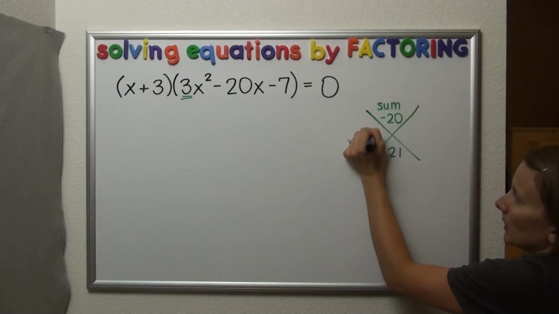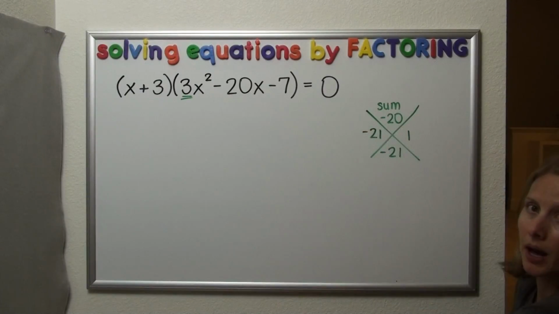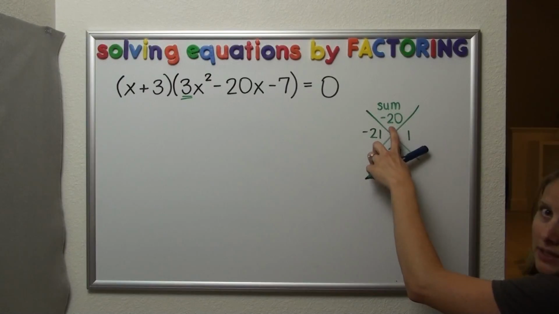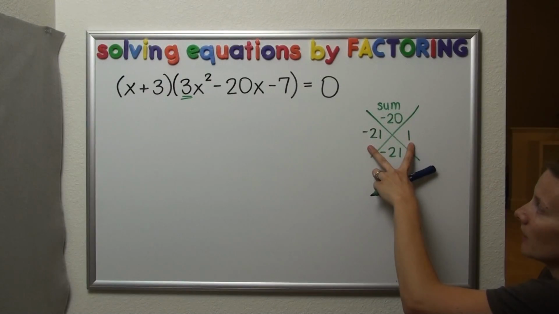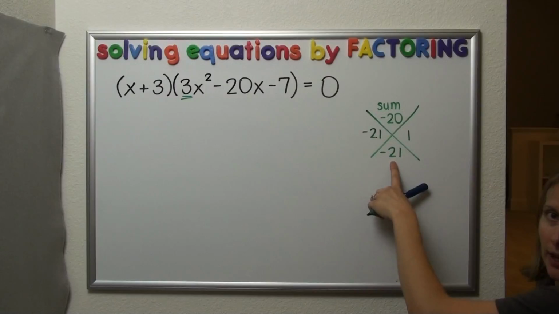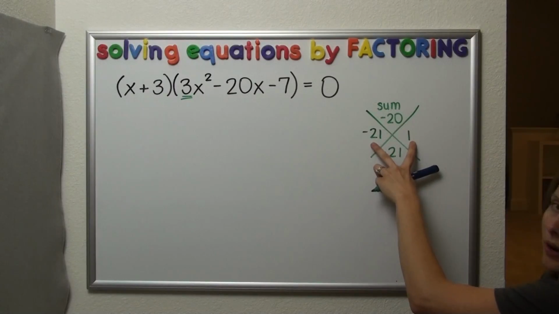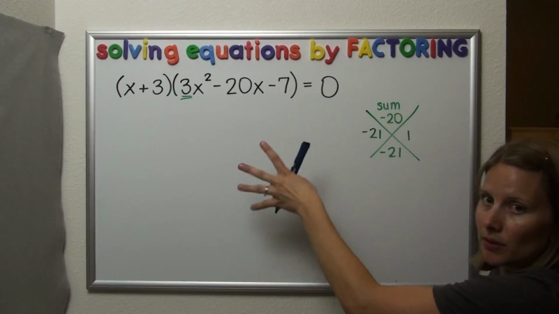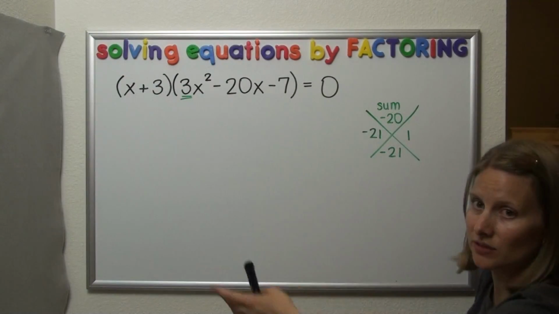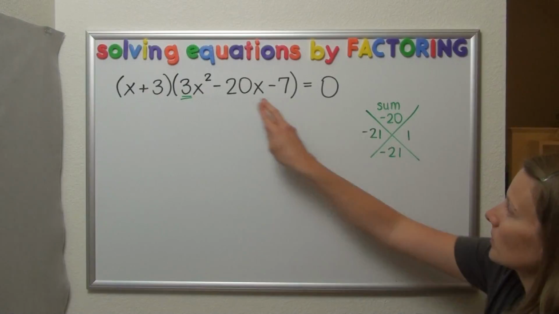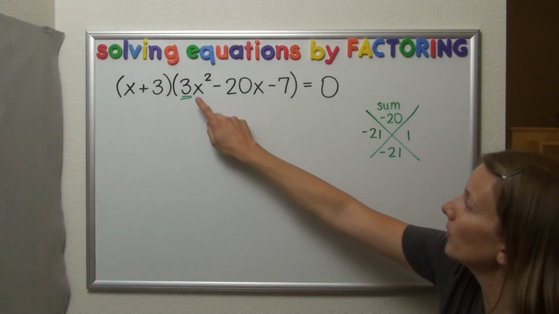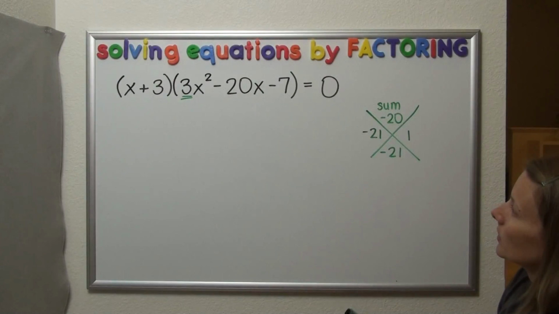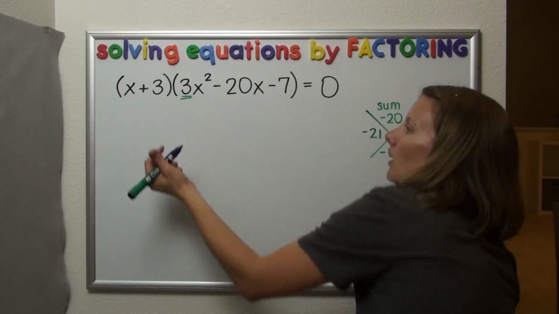That looks like it's going to be a negative 21 and a positive 1. Again, you can check: negative 21 plus 1 is negative 20. Negative 21 times 1 is negative 21. But what are those numbers good for? Those numbers can't just be thrown into parentheses where we say it's factored and it's done. Those numbers are going to split that middle term only because of that leading coefficient 3. So let's see how this works.